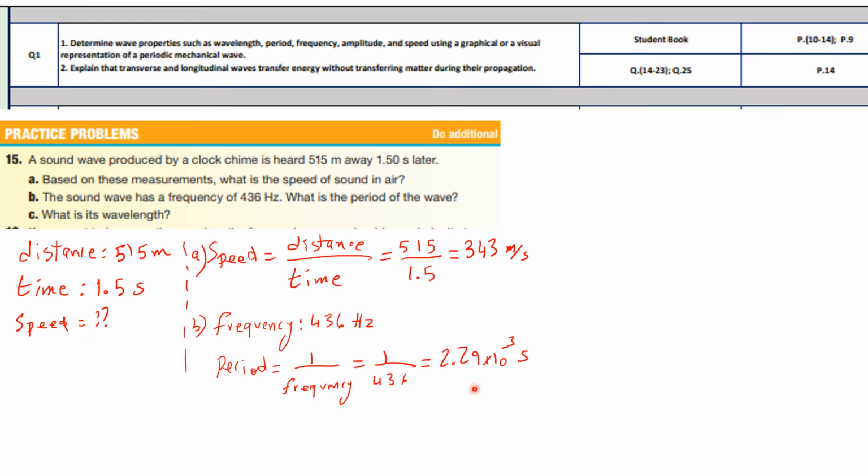That's the period. And in the last part, it's asking for the wavelength. So again, wavelength is equal to velocity divided by the frequency. Velocity was already calculated in part A, 343, divided by the frequency already given, equal to 436 hertz. And the wavelength of this sound is equal to 0.78 meter.